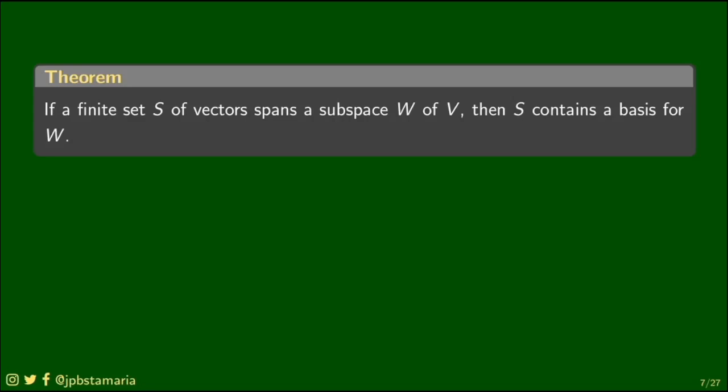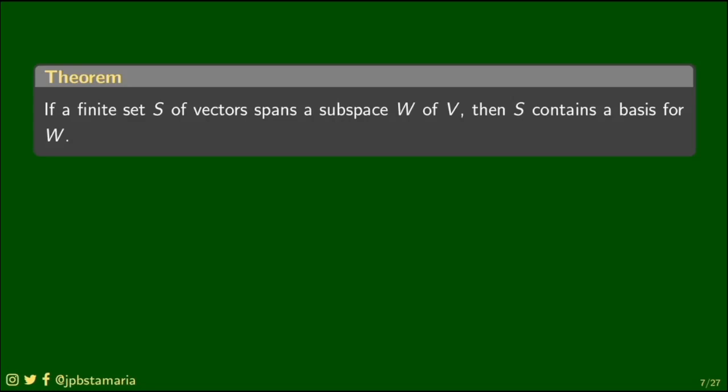Now this next result generalizes the previous exercise: if you have a finite set S of vectors that spans a given space or subspace of a given vector space, then this set S actually contains a basis. The idea is that if S is a spanning set and it is already linearly independent, then it's already a basis for W. But if not, according to the previous theorem, one of the vectors must be redundant.